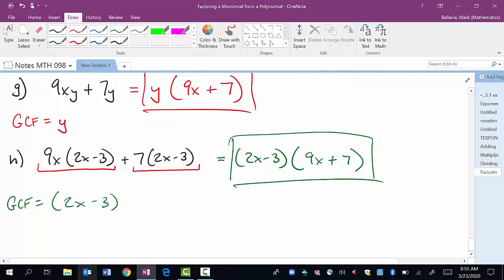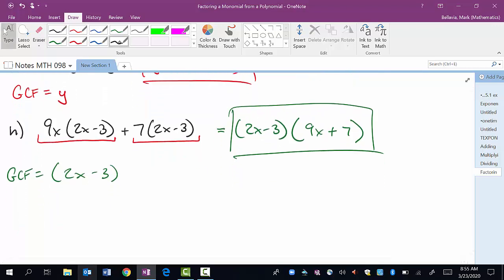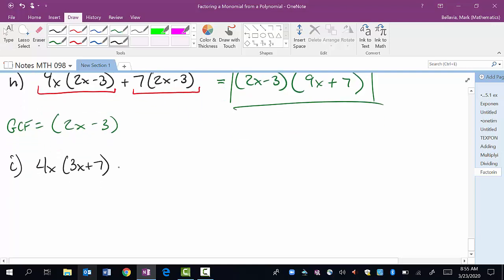All right, let's do one more like this. If I said I had 4x times 3x plus 7 minus 9 times 3x plus 7. Again, don't let your instincts lead you astray. You don't want to distribute this, right?